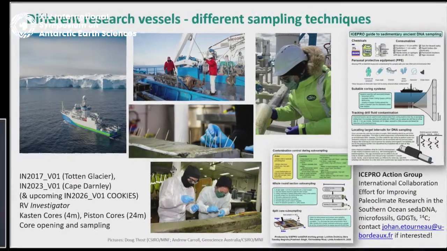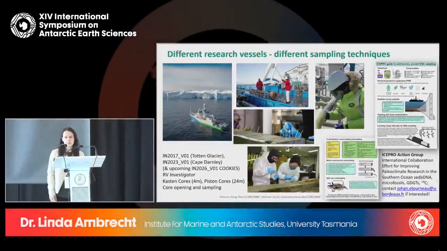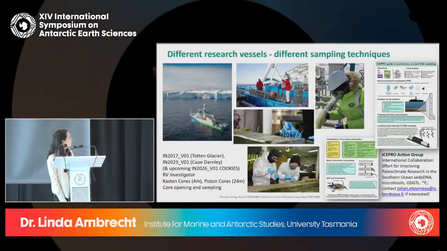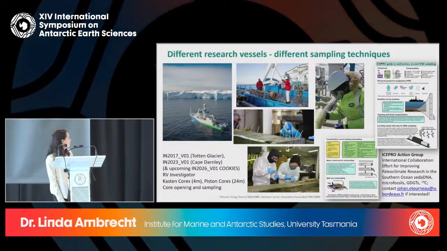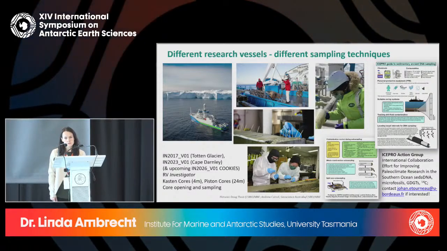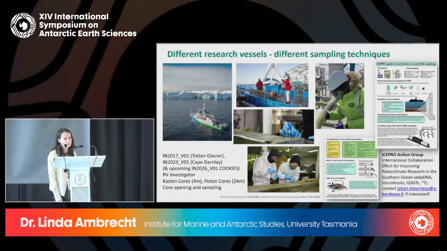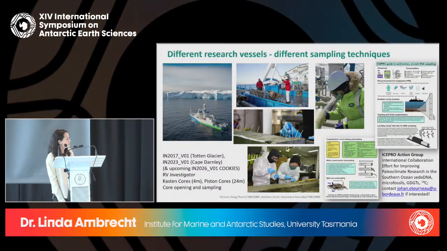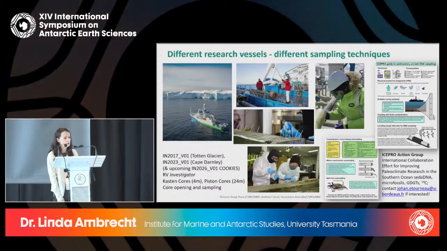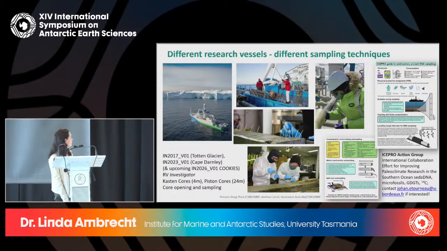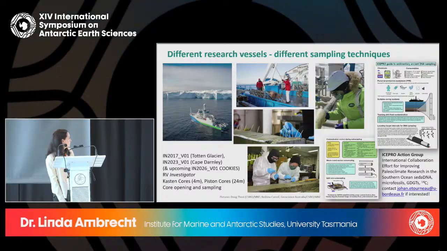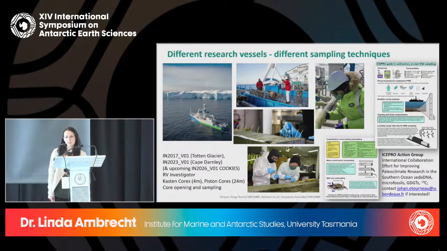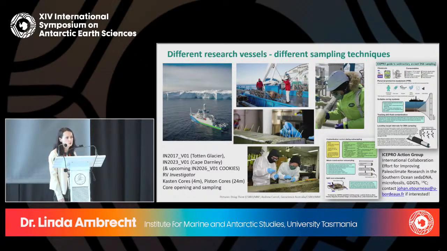Yeah, but if you're on a different ship, the situation is completely different. So what I'm showing you here are some pictures of the Australian research ship, the RV Investigator. I've been on voyages to collect samples on this ship multiple times, once in 2017 to the Totten Glacier in East Antarctica, in 2023 to Cape Darnley, also East Antarctica, and we have a voyage coming up in 2026 to go to the Cook and Ninnis region again.